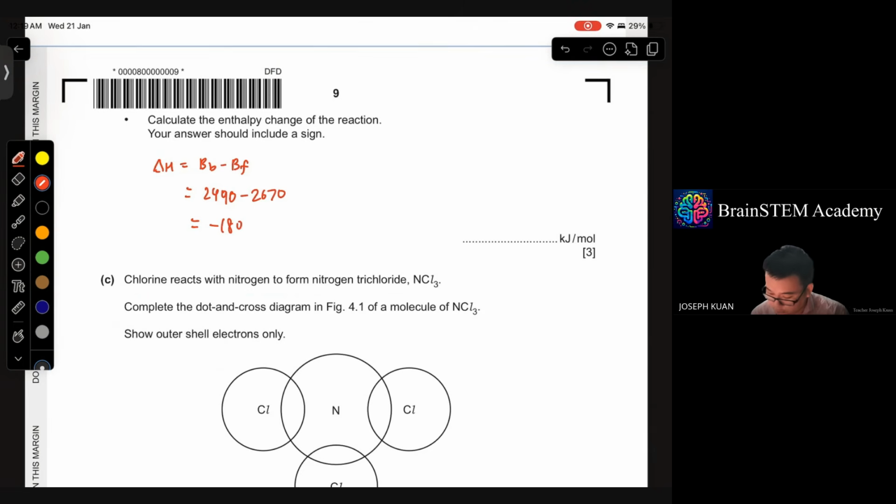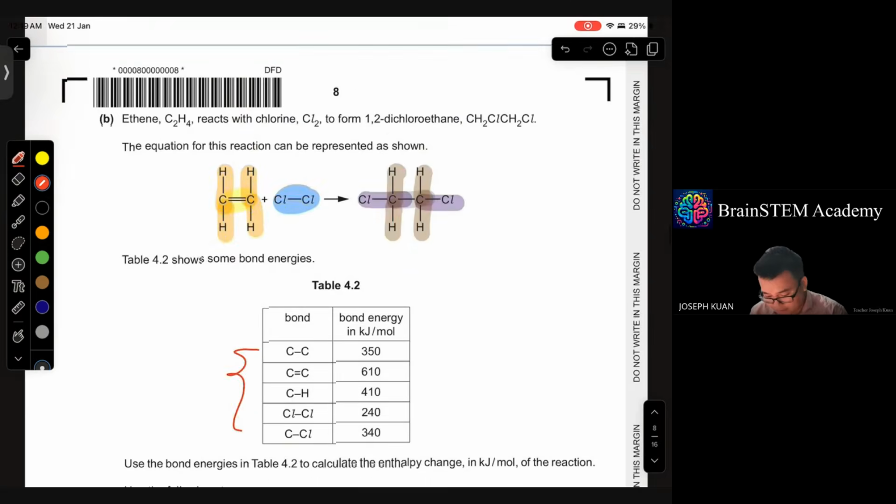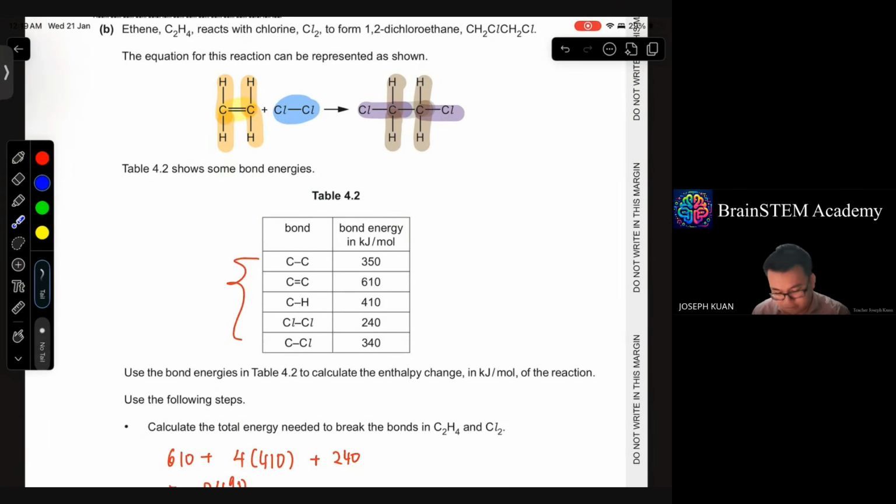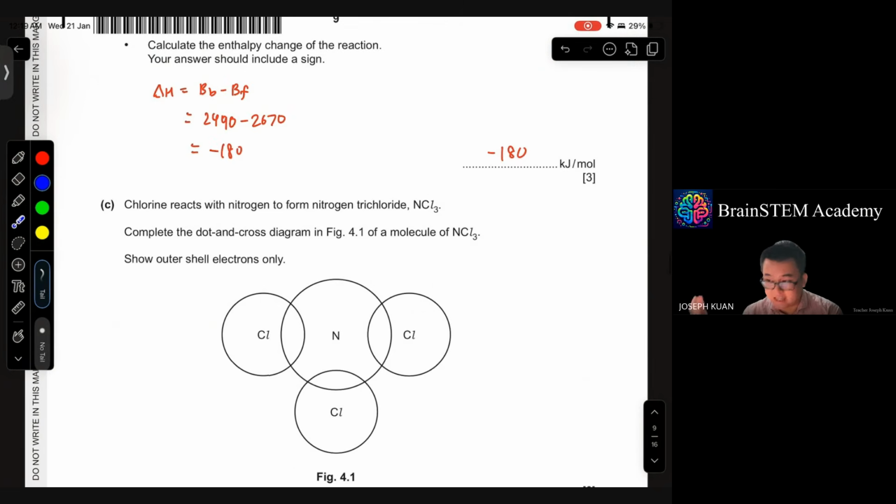There's also a fast way to do it. The mark scheme actually says you can do the fast way. The fast way is that we just focus on the real bonds that are broken, basically the net. What are the bonds that are changing? If you notice, there are 4 C-H bonds that are not changing. So we can actually skip these. We can just not calculate these. Is that okay? Actually, yes, you can do that. So we just have to calculate these 2 bonds and these 2 bonds, and we can still find the same answer, negative 180.